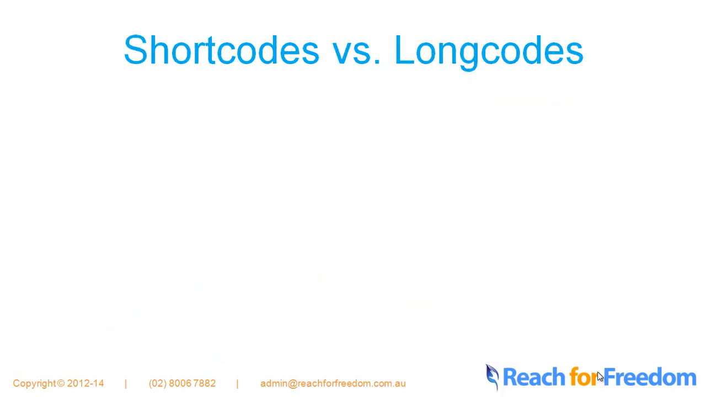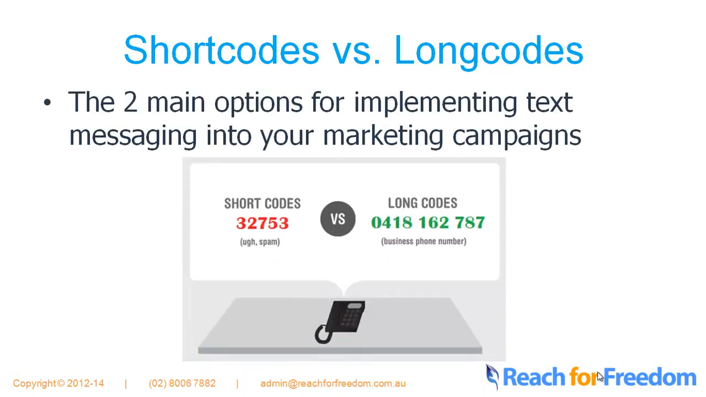Now we're going to cover long codes and short codes. Some of you may know the difference, but for those that don't, there's two main options for implementing text messaging into your marketing campaigns. One, short codes. As the name suggests, it's just a short code. And long codes look like a proper mobile phone business number. So one looks a bit spammish, or a bit like a game. You may remember those games of, text win to 12345. Again, as I said, looks a bit spammy, and then the other is a long code.